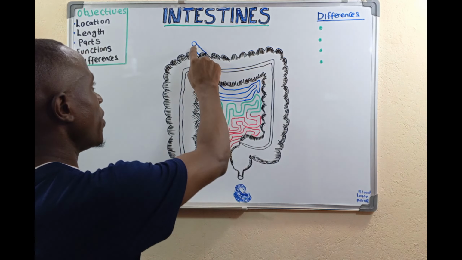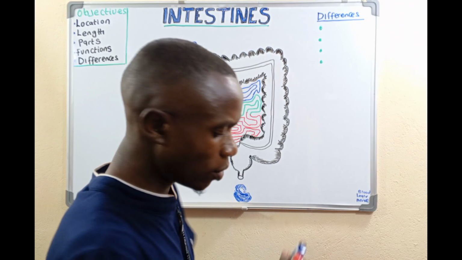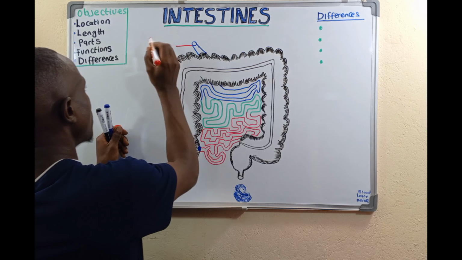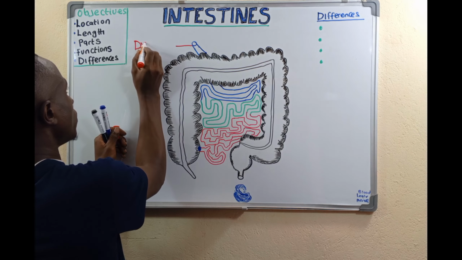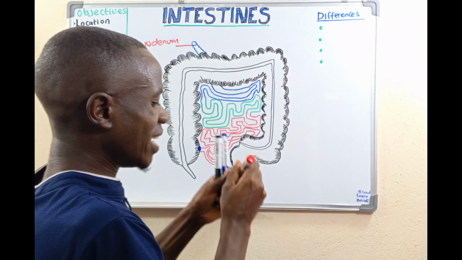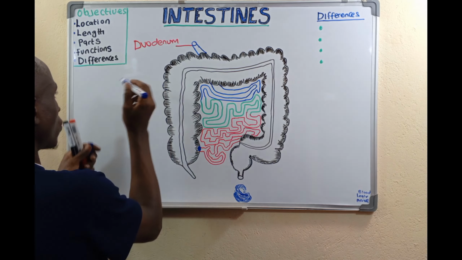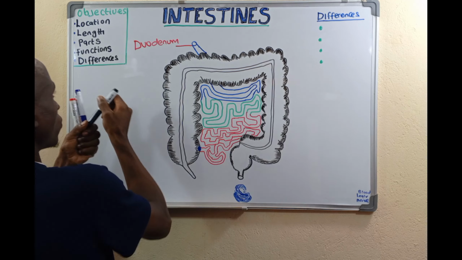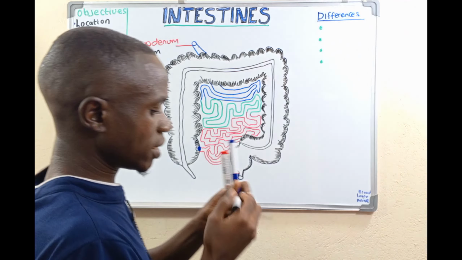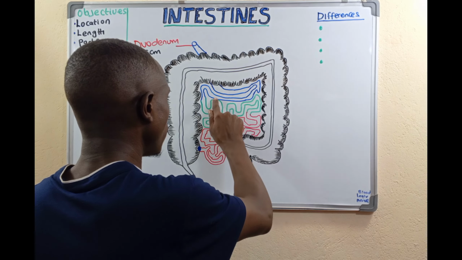The first portion of the small intestine, this one which is a bit blue, you know how it is called? This one is what we call the duodenum, and the duodenum is close to 25 centimeters long.